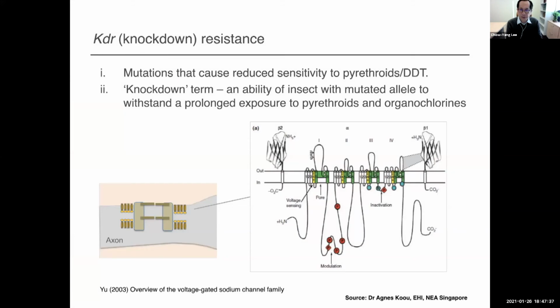KDR resistance, of course, confers reduced sensitivity to Pyrethroids and DDT. This is basically an allele or a particular site that has been changed or mutated, and that causes KDR resistance. But having said that, when you screen different populations of mosquito, you may find some of these so-called points that have been changed, but it does not directly imply that it will confer KDR resistance. Sometimes KDR resistance could be due to one mutation point or multiple mutation points.